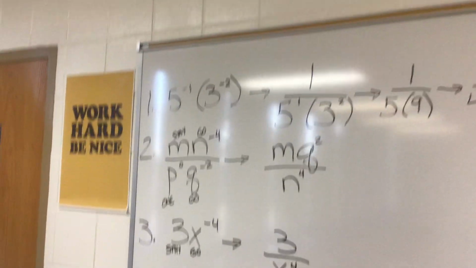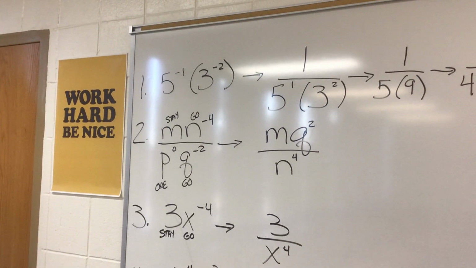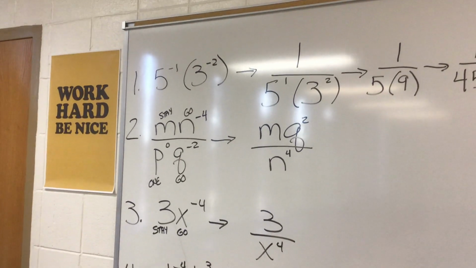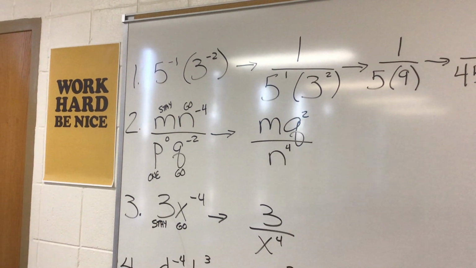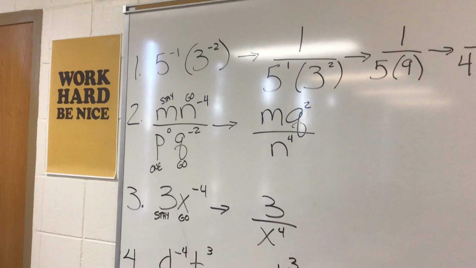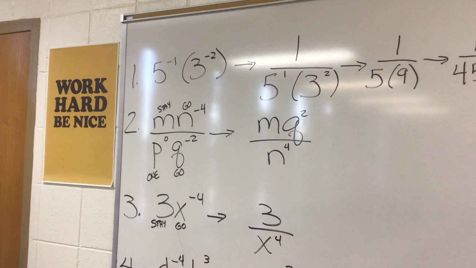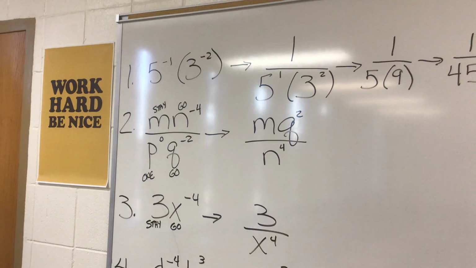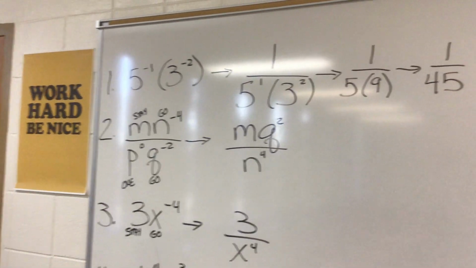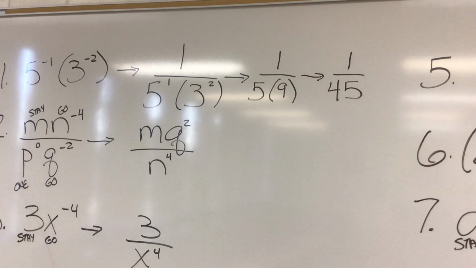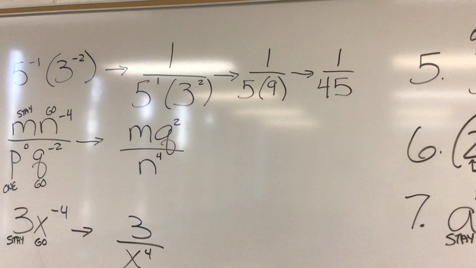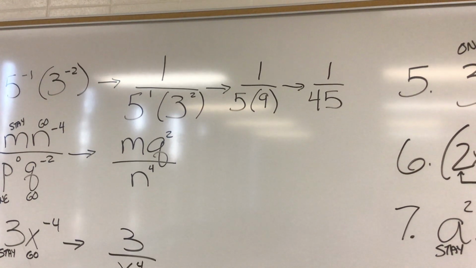The first problem, number 1, 5 to the negative 1 times 3 to the negative 2. Whenever we see a negative exponent, we first identify the base, and then we move the base and the power to its reciprocal location so that we execute the negative and we now have a positive exponent. So that 5 to the negative 1 is going to go to the denominator. 3 to the negative 2 is going to go to the denominator. That leaves us there. Then 3 squared is 9, and 5 times 9 is 45. So our answer for number 1 is 1 over 45.